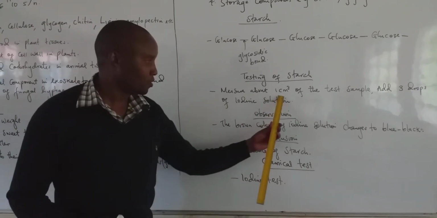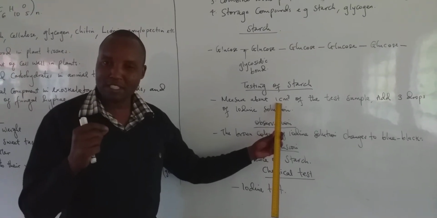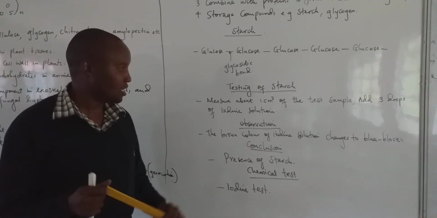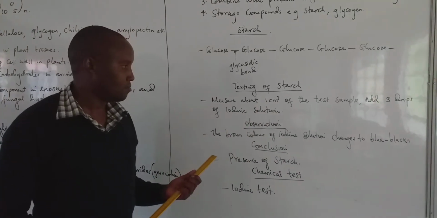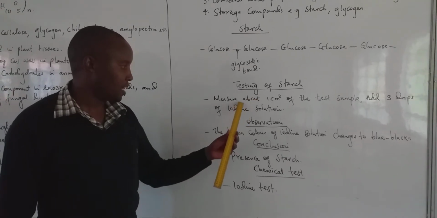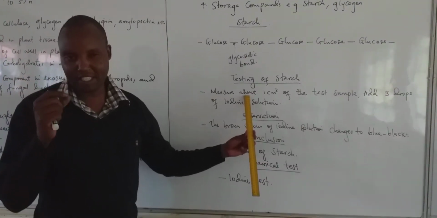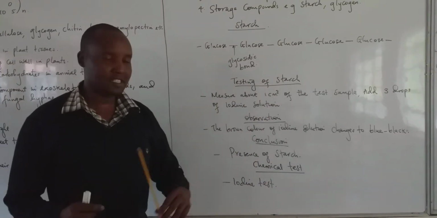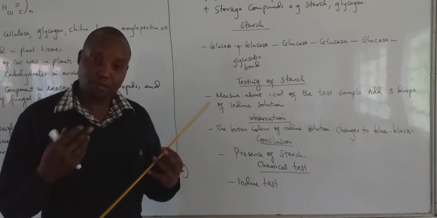And 1 centimeter cube of the food sample is the recommended sample that will give you a qualitative test for the food you are testing. It's a qualitative measure that gives you the exact result of the sample you are testing in the laboratory. After measuring above, because when I say above, it means you have not been provided with a measuring cylinder to measure that food sample, I would say measure about 1 centimeter cube of the test sample, then add 3 drops of iodine solution or add 4 drops of iodine solution.